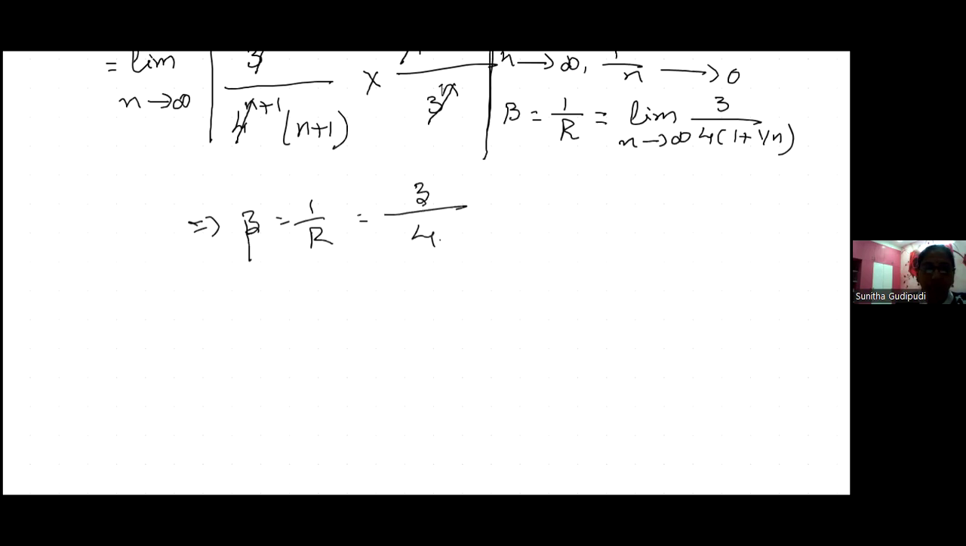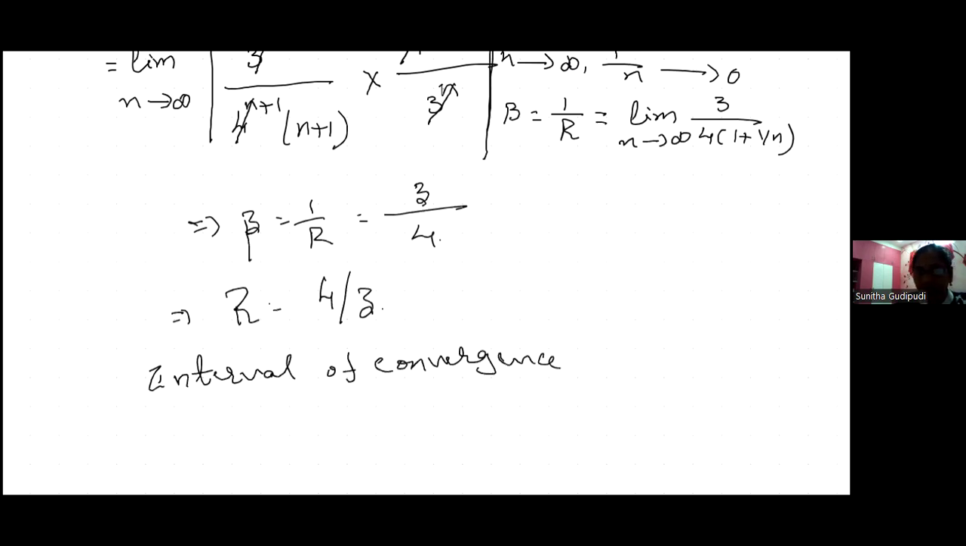1 by R is 3 by 4, which implies R is 4 by 3. So the radius of convergence is 4 by 3. And we need to find out the interval of convergence also. So the interval of convergence is minus R to R, that is minus 4 by 3 comma 4 by 3. That becomes the interval of convergence. So that's it.